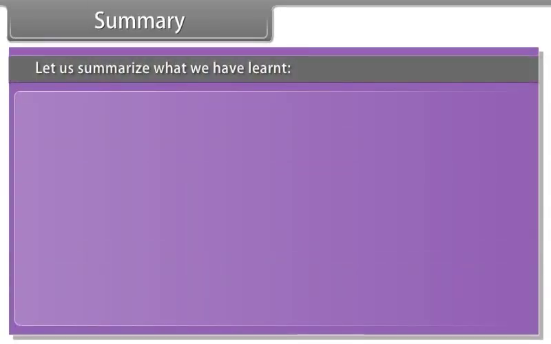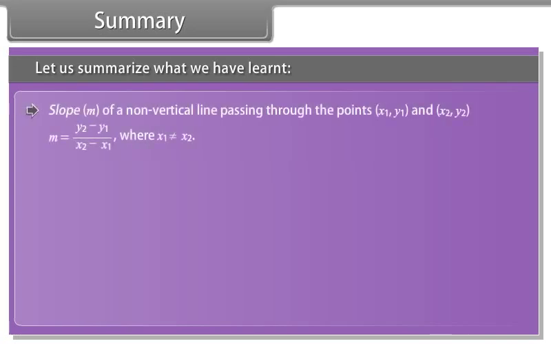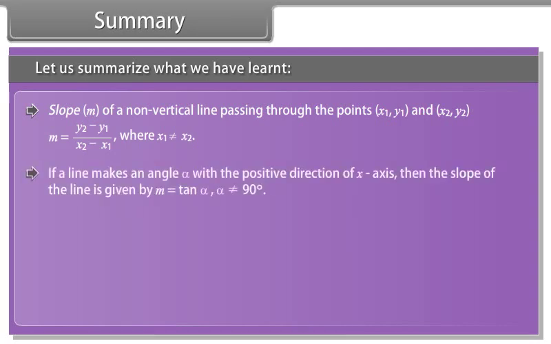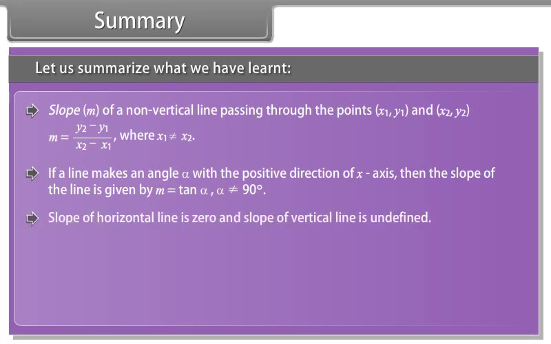Summary. Let's summarize what we have learnt. Slope m of a non-vertical line passing through the points (x1, y1) and (x2, y2). If a line makes an angle alpha with the positive direction of x-axis, then the slope of the line is given by m is equal to tan alpha. Slope of a horizontal line is 0 and slope of a vertical line is undefined.